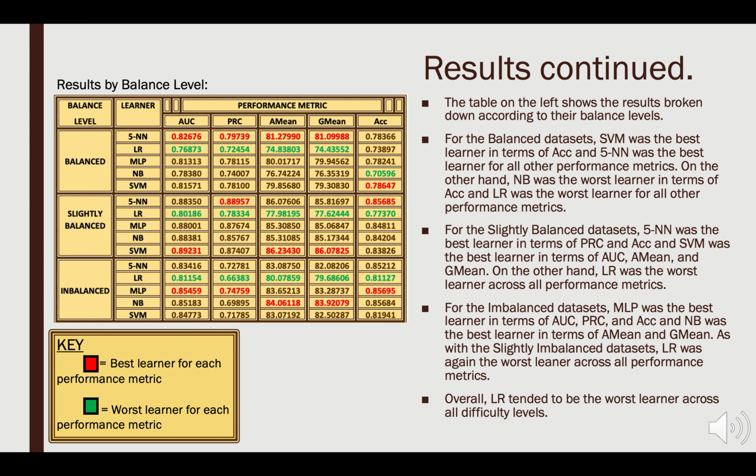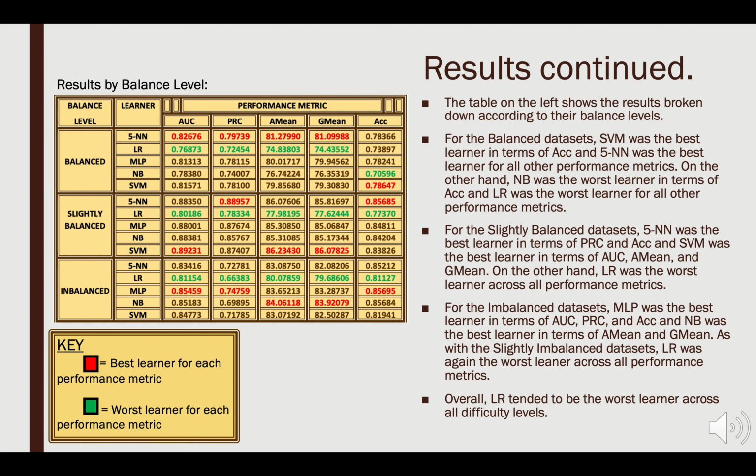For the slightly balanced datasets, 5NN was the best learner in terms of PRC and ACC, and SVM was the best learner in terms of AUC, A-mean, and G-mean. On the other hand, LR was the worst learner across all performance metrics.